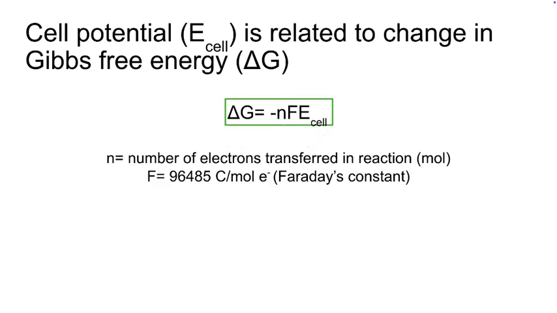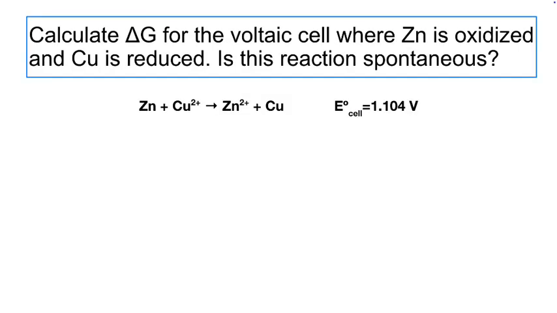And I'm a little nervous right now about delta G, this expression. I don't know if this is actually coming to joules or kilojoules. I think it actually comes to joules. Okay. So calculate the delta G for the voltaic cell where zinc is oxidized and copper is reduced. How would we go through and do this? Well, what's our delta G calculation?